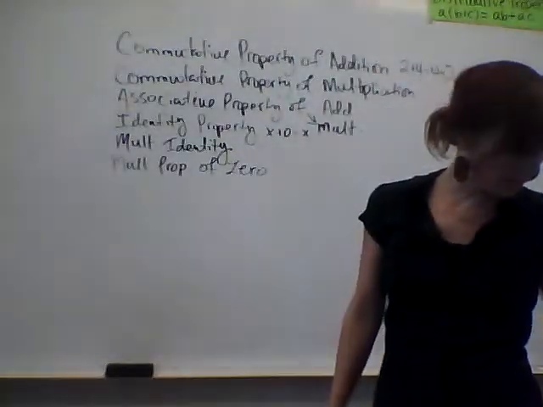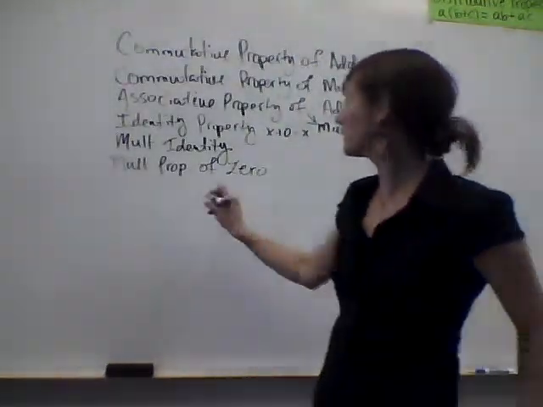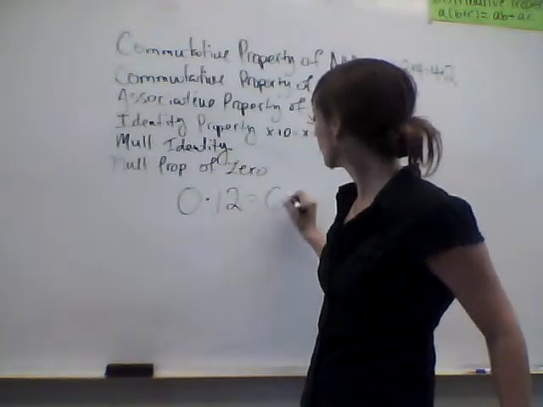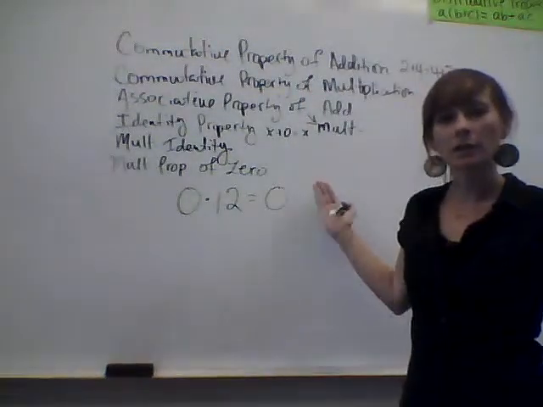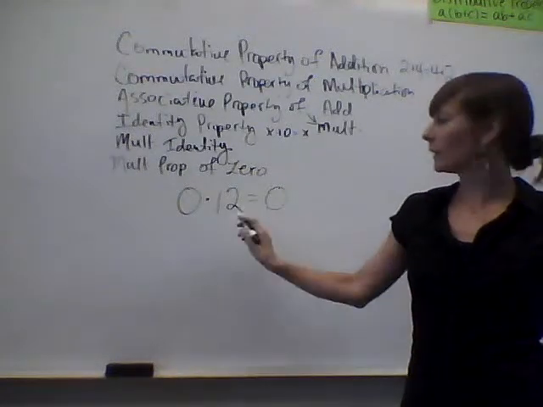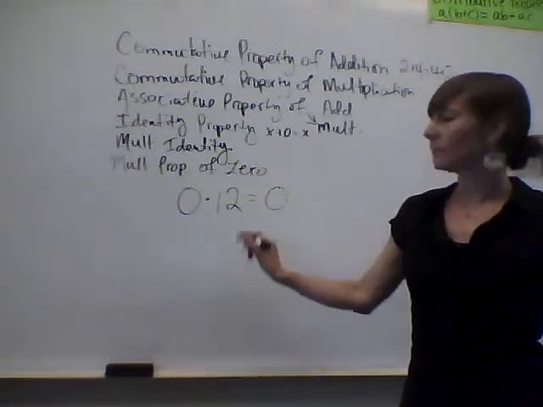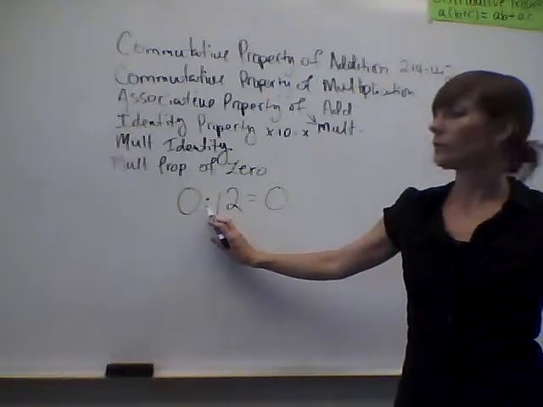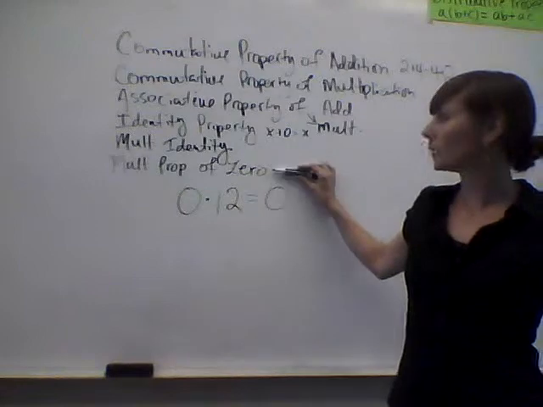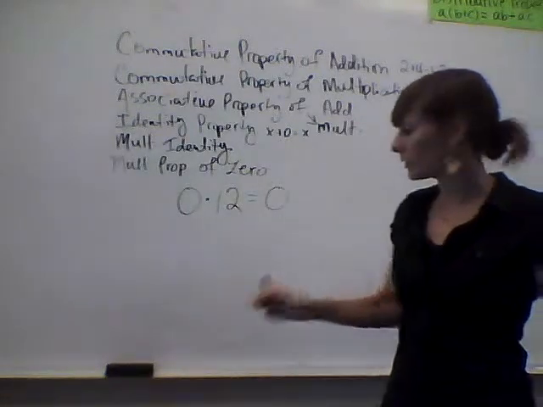Okay, how about something like this? 0 times 12 equals 0. Which property is being shown here? Okay, what's the operation? Multiplication, right? And it's equaling 0, so clearly it's the multiplication property of 0.